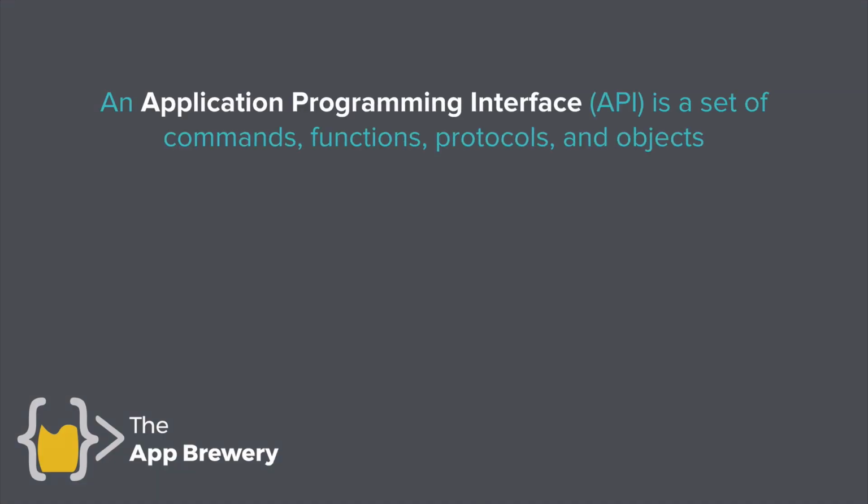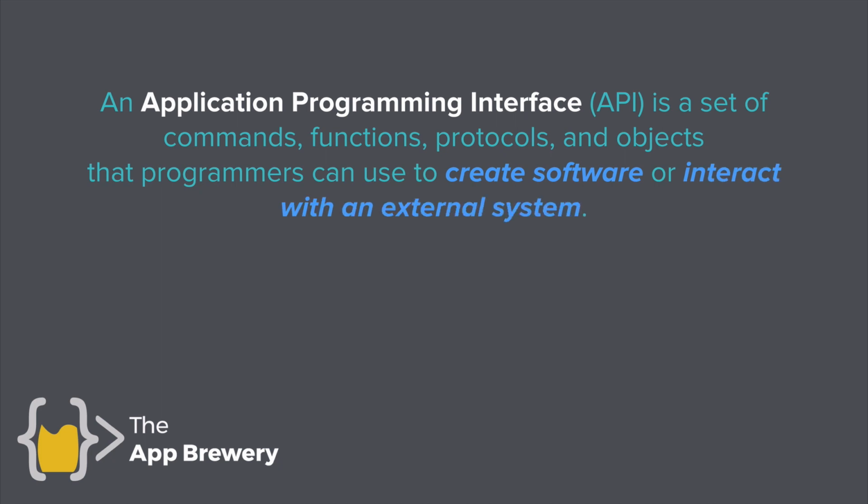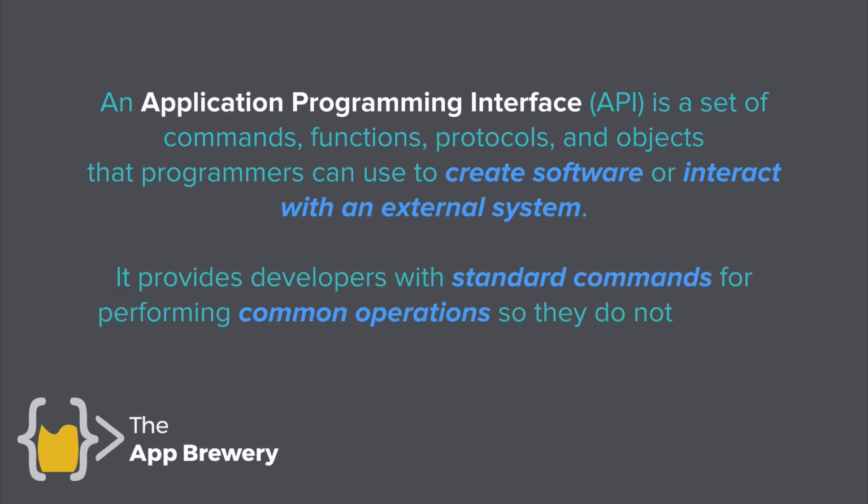And if you take a look on Wikipedia, there's an even longer definition where it says that an API is a set of commands, functions, protocols, and objects that programmers can use to create software or interact with an external system. And the last point is it should provide developers with standard commands for performing common operations so they don't have to write the code from scratch.